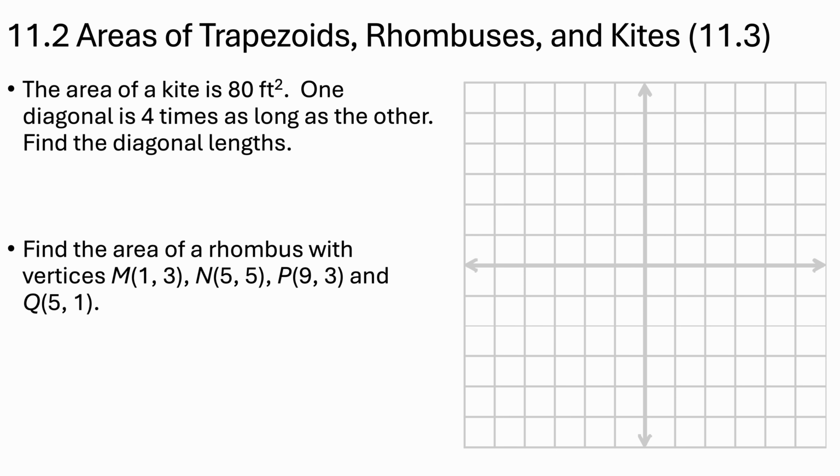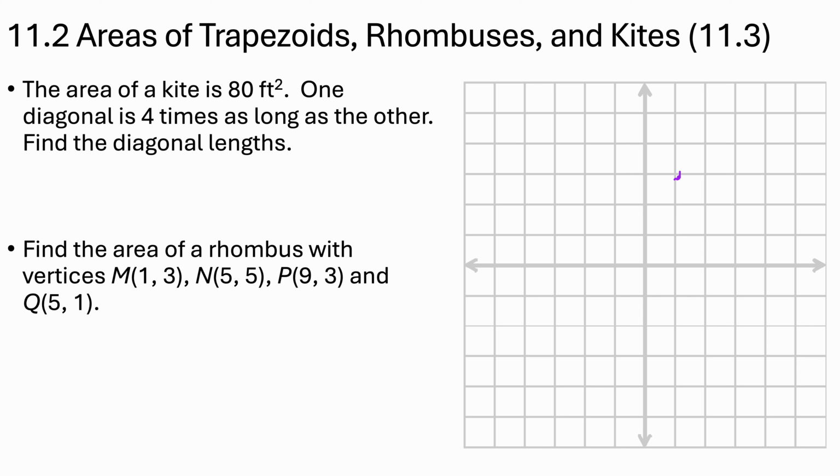Find the area of a rhombus with vertices. Okay, so this question asks you to apply the theorem of how to find the distance between 2 points. There are 4 points given. The first point is 1, comma 3. The second point is given as 5, comma 5.